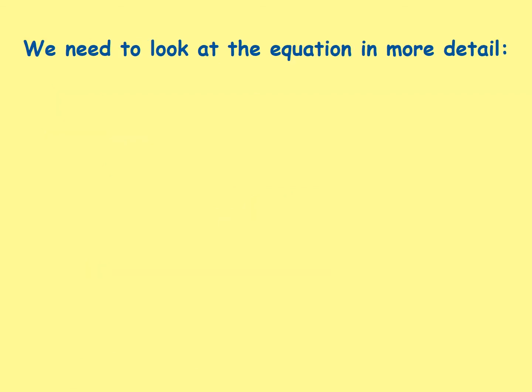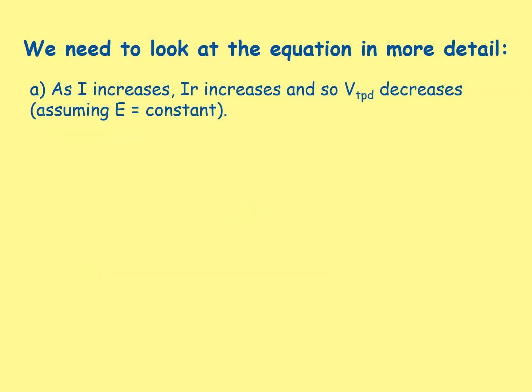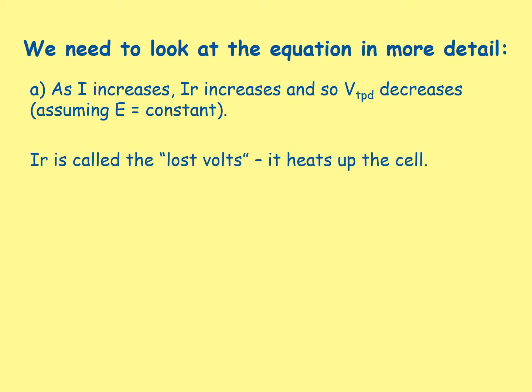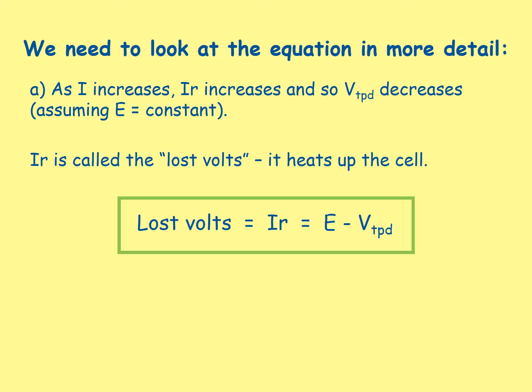We need to look at the equation in more detail. As the current increases, Ir increases, and so the terminal potential difference decreases, assuming our EMF is constant. Ir is called the lost volts. It heats up the cell. So our lost volts equation is equal to our current times our internal resistance, which is also equal to our EMF minus our terminal potential difference.